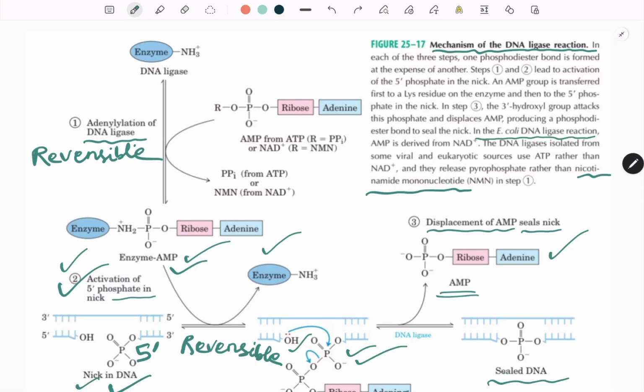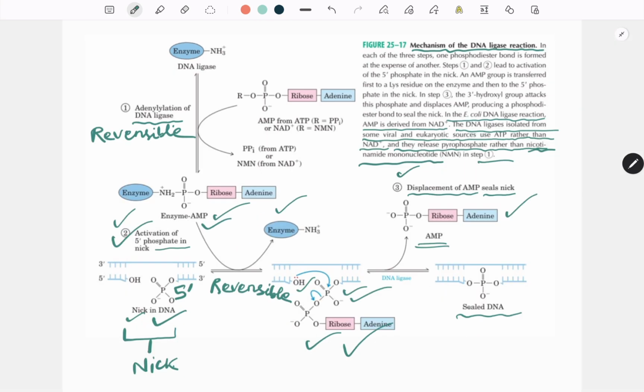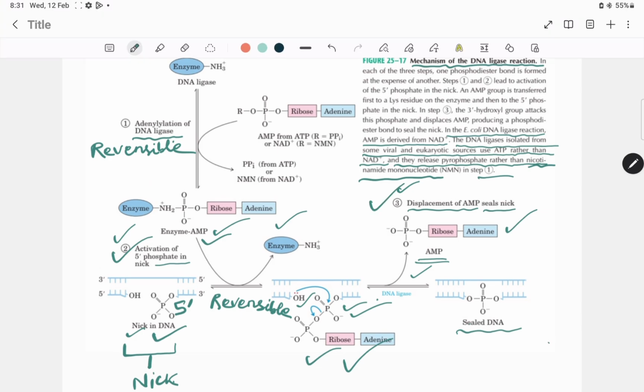In the E. coli DNA ligase reaction, AMP is derived from NAD+. The DNA ligases isolated from some viral and eukaryotic sources use ATP rather than NAD+, and they release pyrophosphate rather than nicotinamide mononucleotide, or NMN, in step 1. The third step of the DNA ligase reaction is also reversible in nature. The third step of the reaction uses DNA ligase enzyme.